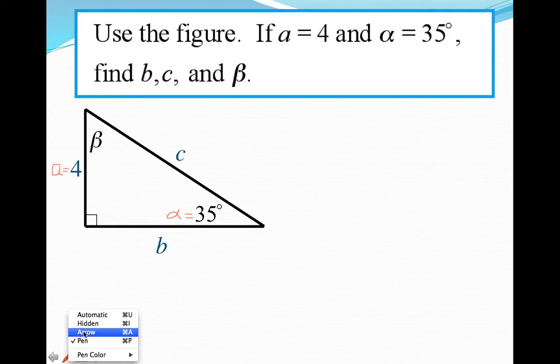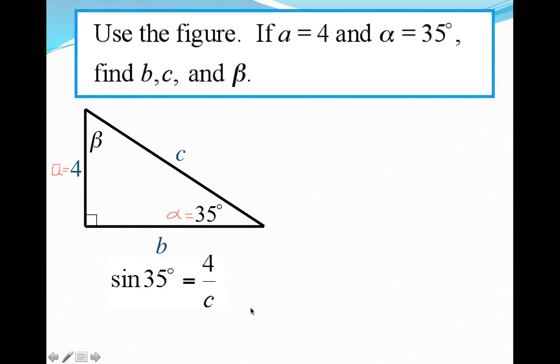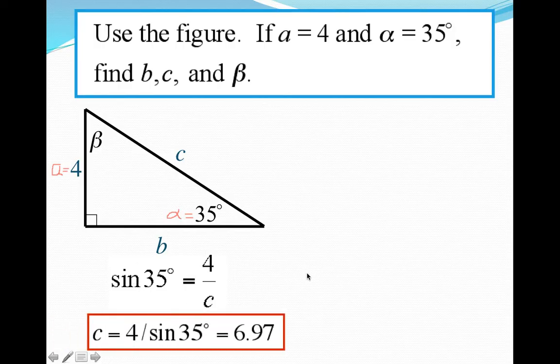Well, the first thing that I know is that I could use the sine of this angle that I know, because the sine of 35 degrees is the opposite side over the hypotenuse. Now, this is not the only way to start, but it's just what I thought of to do first. If I take the sine of 35, which is 4 over C, then I can quickly and easily solve this for C. I'm going to multiply both sides by C so that I get C sine of 35 equals 4, then divide by the sine of 35.